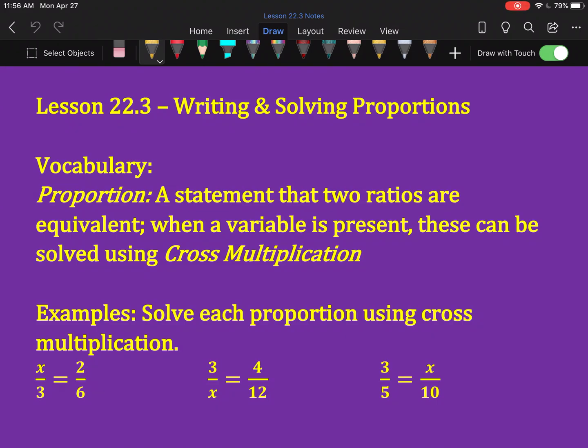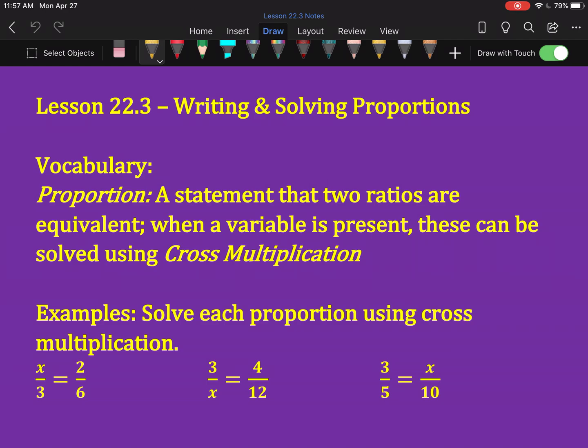Next to last lesson for 6th grade, gang. We're talking about writing and solving proportions. So a proportion is a statement that two ratios are equivalent. Two fractions are the same.